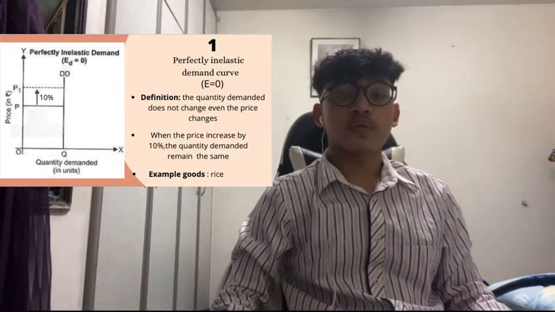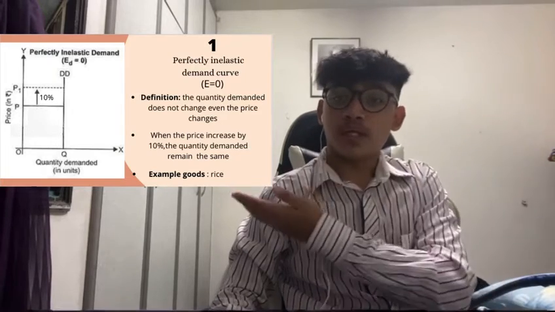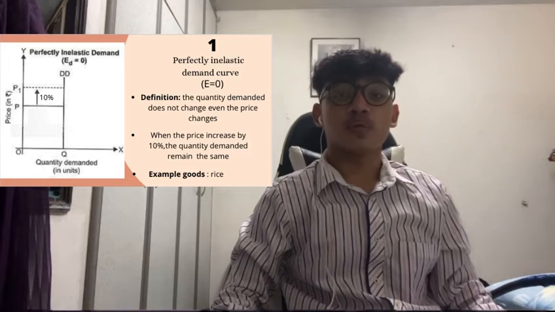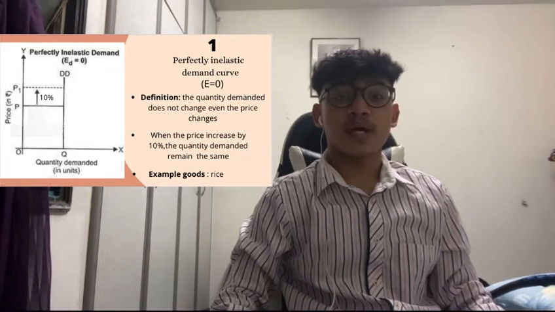The example good is rice. Based on this diagram, when the price of rice increases from P to P1, the quantity demanded will remain the same because rice is a necessity good for consumers.